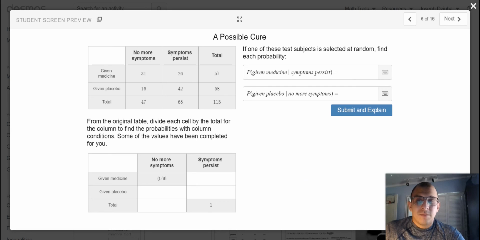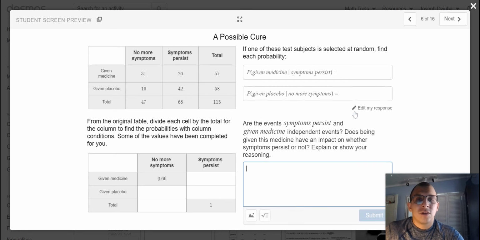At this point, determine the probabilities with respect to the column conditions and calculate those probabilities, and then decide if the events symptoms persisting and given medicine are independent events. Does being given this medicine have an impact on whether symptoms persist or not? Explain or show your reasoning.